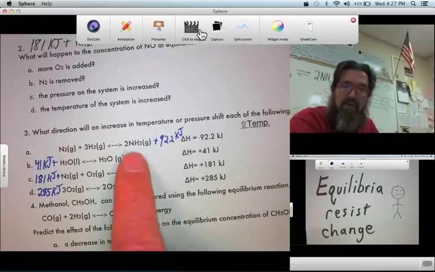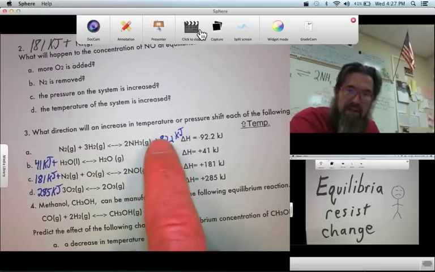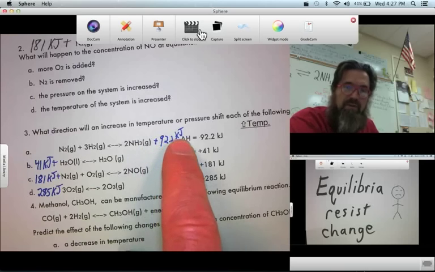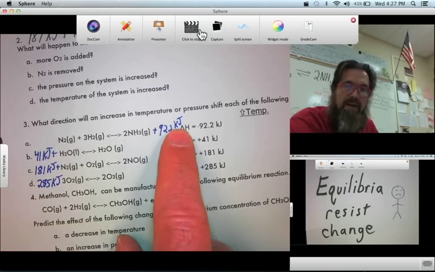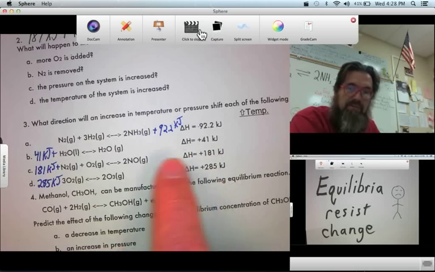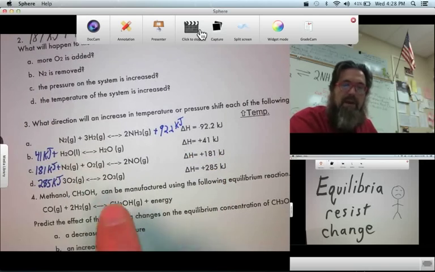So if it's exothermic, if energy is released, heat is a product. And we add in the 92.2 kilojoules on the right here for reaction 3A. But if it's endothermic and energy is absorbed, then the energy is on the reactant side. That makes it easier to solve the problems.